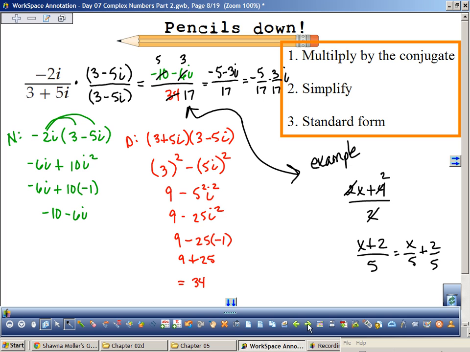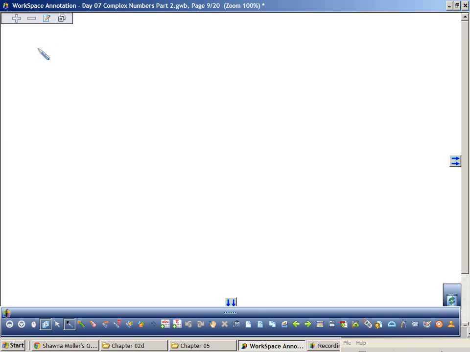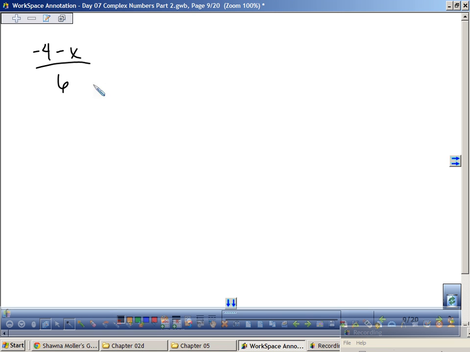Let's do another one. The last step you did, is that a minus equal? Yes. I think we need another visual. How about negative 4 minus x over 6? That's negative 4 over 6 minus x over 6. We have to do that? Everybody okay with that?